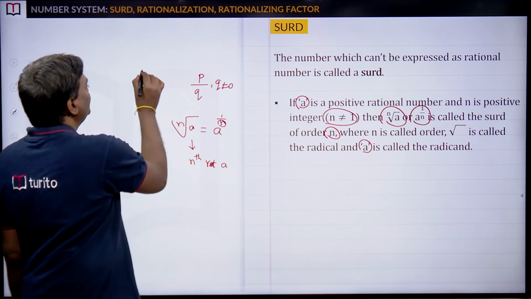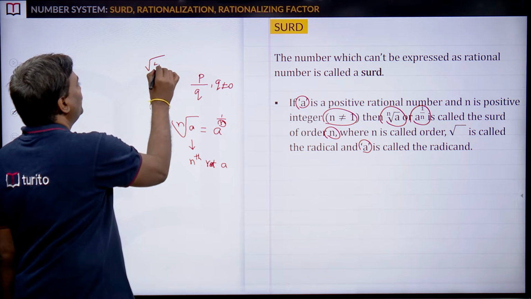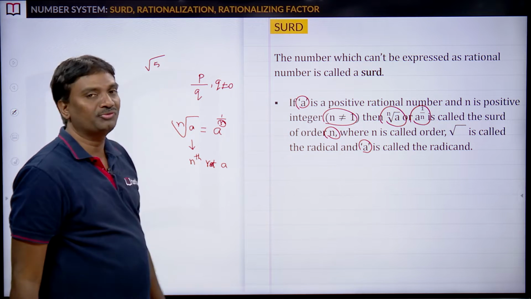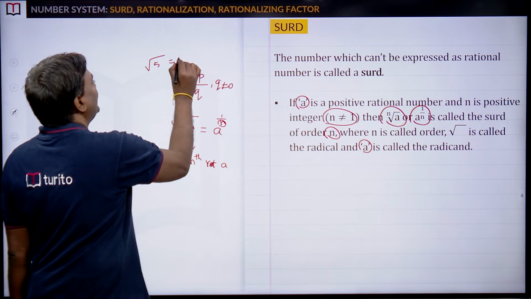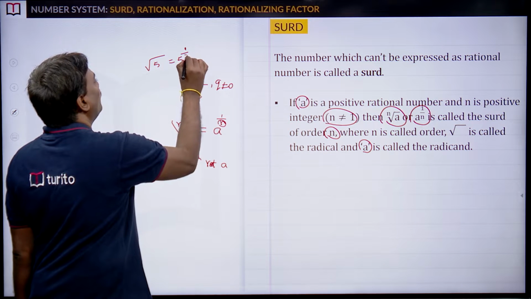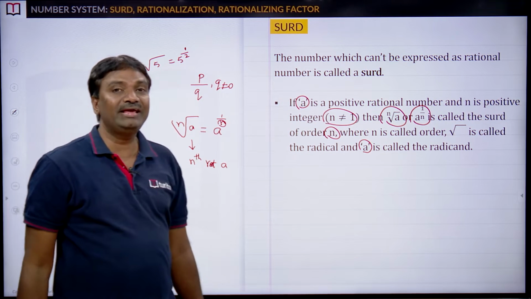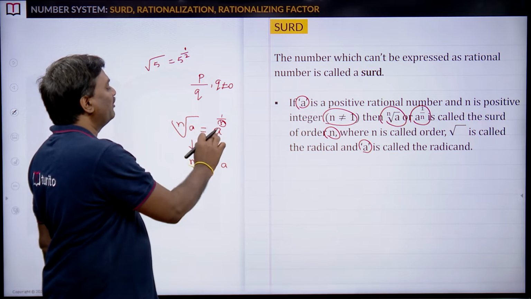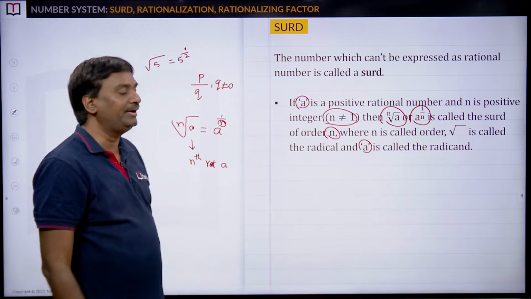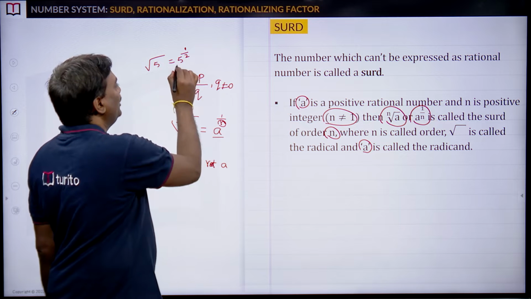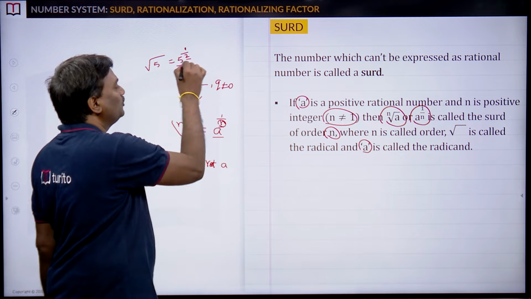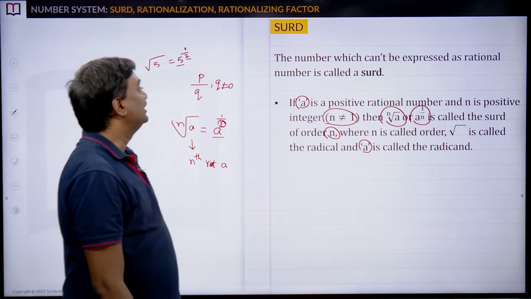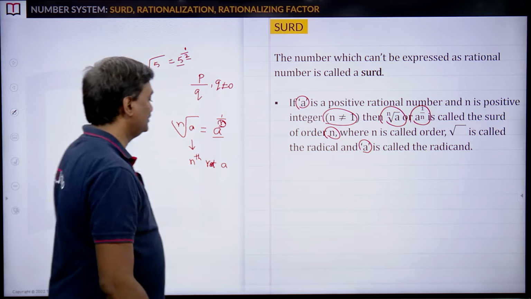For example, if we have square root of 5, this can be written as 5 power 1 by 2. So, this is a second order surd, because by comparing a power 1 by n and 5 power 1 by 2, in place of a we have 5, in place of n we have 2. That is why we can say this is a second order surd.